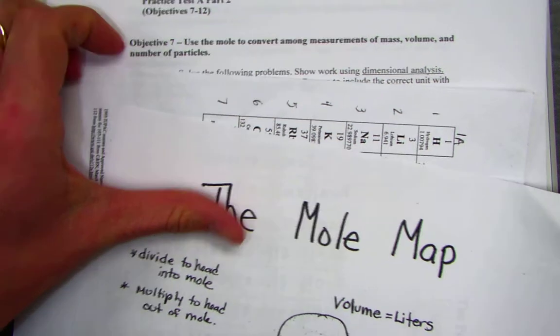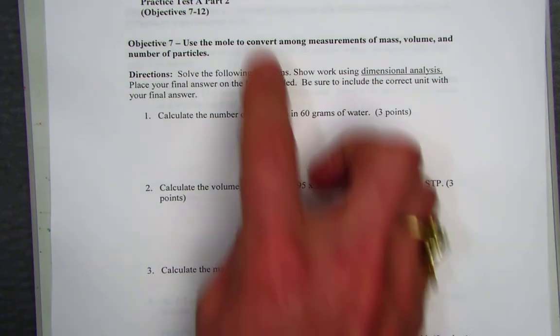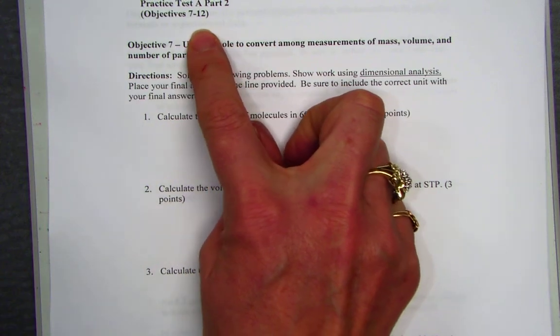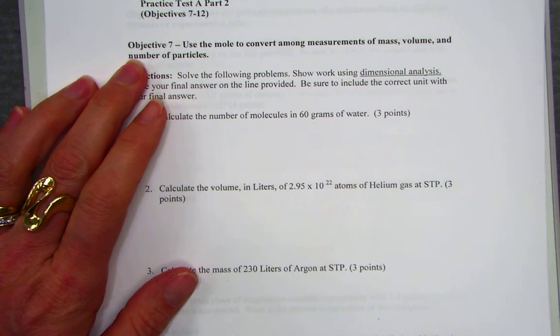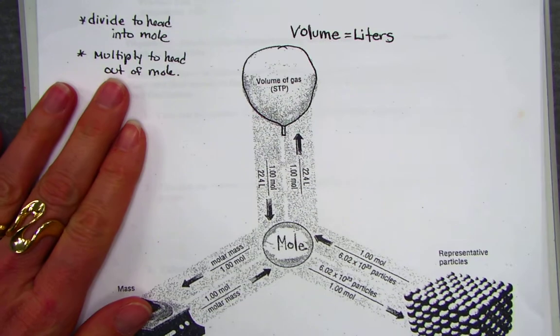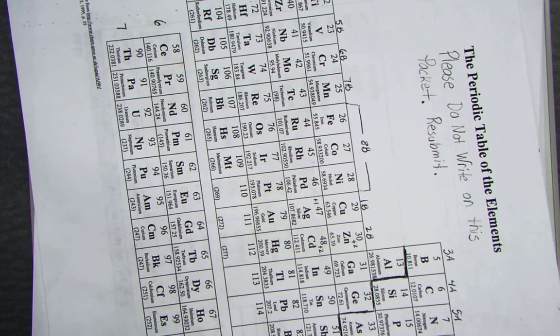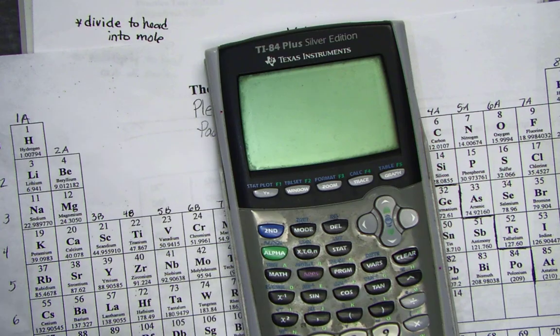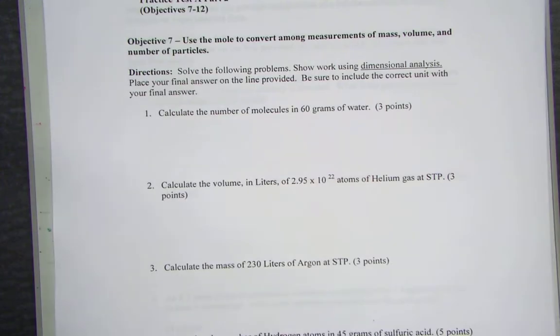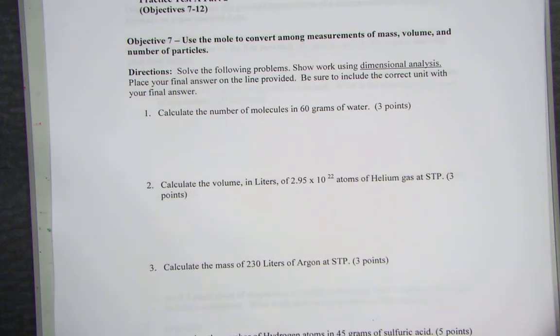Here we begin our journey with the second half of our mole chapter, working out practice test A, objectives 7 through 12. Tools that I have out, and I'll invite you to have the same. The mole map, won't leave home without it. Periodic table, I don't have mine memorized. I need it, along with a calculator. So the tools that we'll need as we progress through our second half, practice test A, part 2.